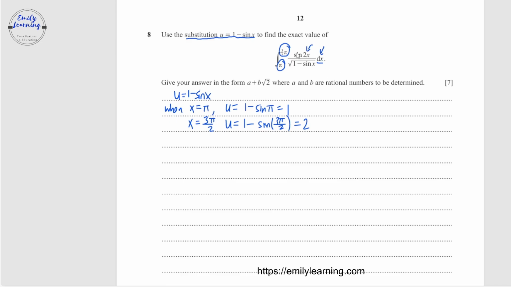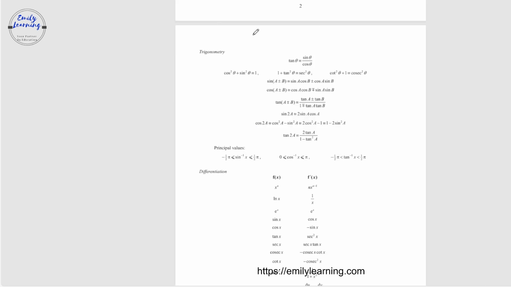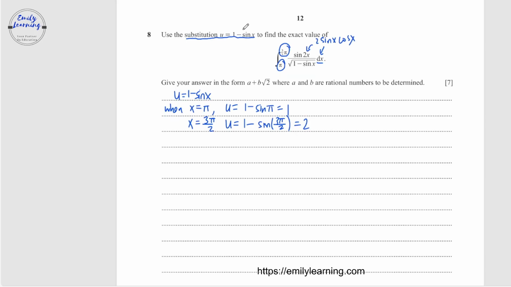Do this last. We know that 1 minus sine x is u. The sine 2x, we'll probably need to change it to 2 sine x cosine x. It's an identity in your formula booklet. So change this to sine 2x equals 2 sine x cosine x. Because at the end of the day, the substitution equation is in terms of sine x, so it's x, not 2x. So you need to use the double angle formula to change it to 2 sine x cosine x. But we'll do that last, because sometimes we can cancel it.